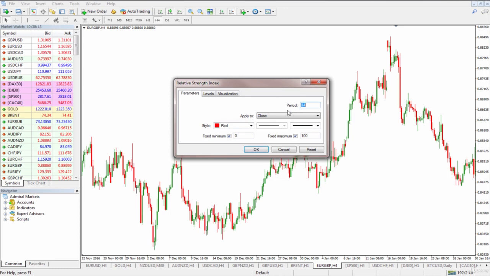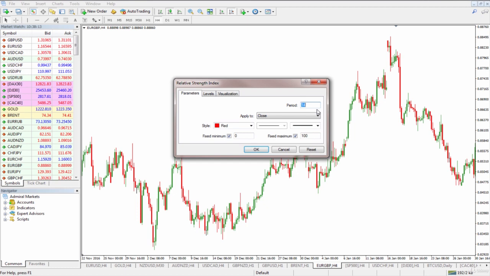The first and most important item is the period. This indicator takes the average price changes on up and down in the calculation, and in this field we enter the number of periods or candles that the indicator will take into account. By default, the number here is 14.